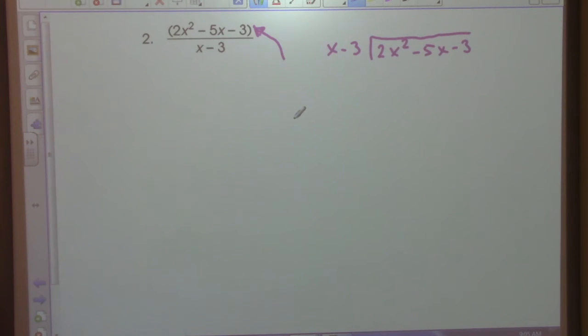No. Starts with a D. Denominator. Division. Dividend. It's a dividend. And what do we call this denominator here? What do we call that? Divisor.